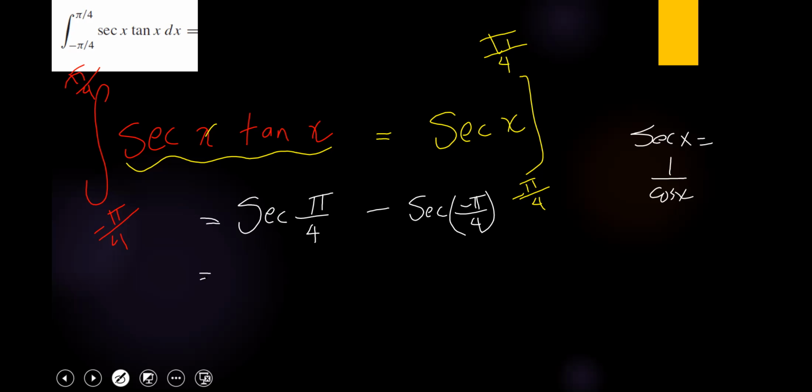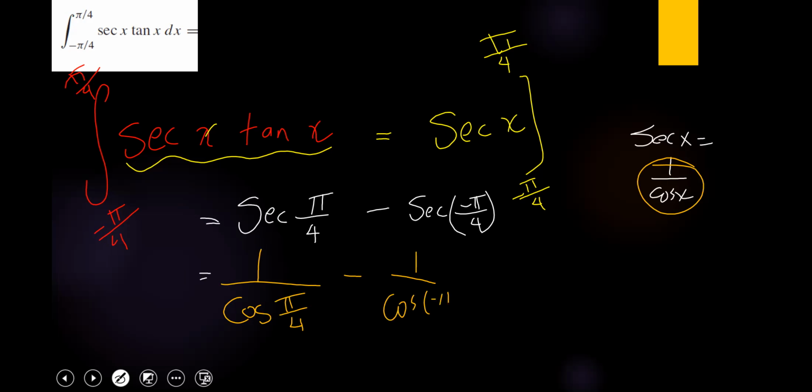Then I want to solve it. As I told you, there's no secant pi over 4 on the calculator. So what can I do? Since secant is 1 over cosine, I will find it as 1 over cosine pi over 4 minus 1 over cosine of negative pi over 4.